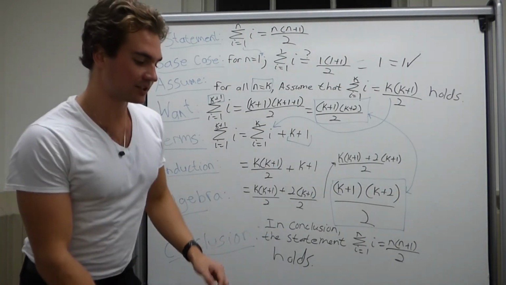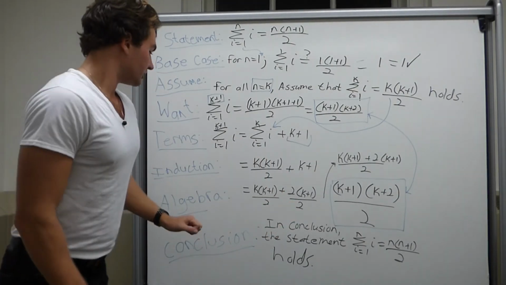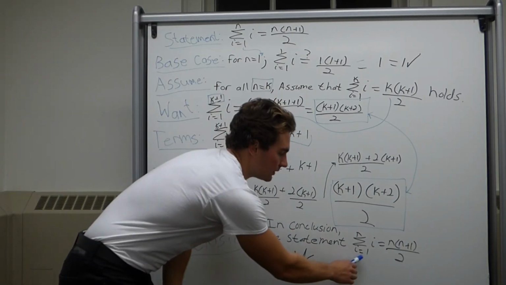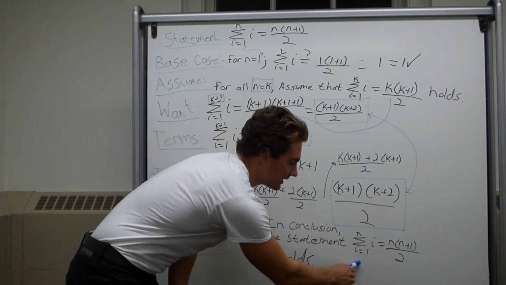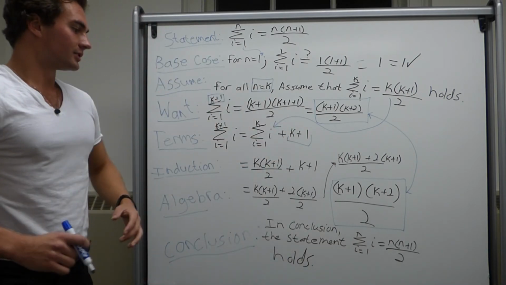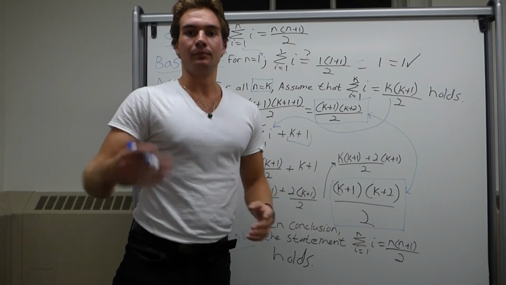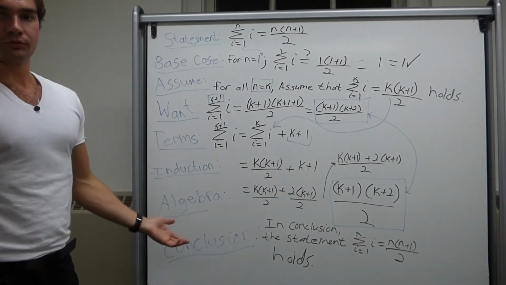We've gotten on the base step, we've taken the inductive step. So our conclusion is that the statement, remember now, what did you want to prove is in terms of n, don't forget to say that. In conclusion, the statement summation of i from i equals 1 to n of i is equal to n times n plus 1 over 2 holds.